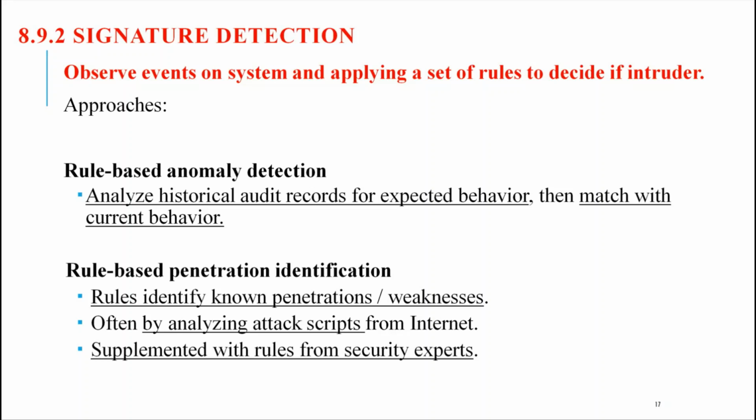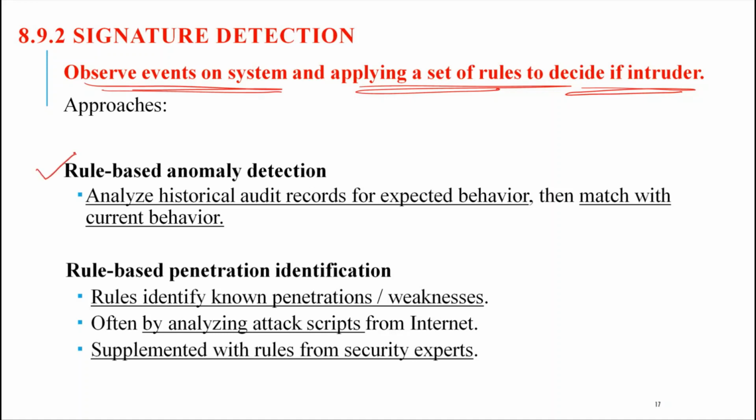So observing the events means collecting the data. You are just going to collect the data, that means what is going on in your system. Then you are going to apply a set of rules and find whether any intrusion is taking place or not. We are going to decide whether this is an intruder or not. So this is called the signature based. Then in the signature based, we have two types.